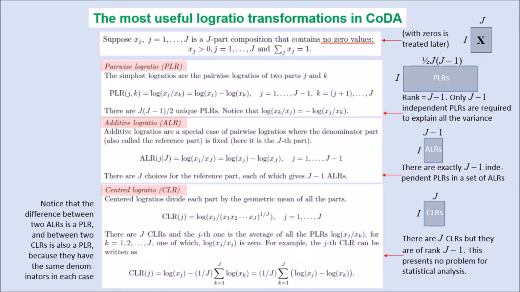Finally, centered log ratios. These make the reference part the geometric mean of all the parts. There's only one set of j CLRs, but they are of rank j minus 1 and so not linearly independent. But this represents no complication in using them in regular statistical analysis. In fact, they are the variables of choice for doing principal component analysis and making biplots. And if covariance matrices of CLRs are required for inverting, then generalized inverses are used instead of regular ones.